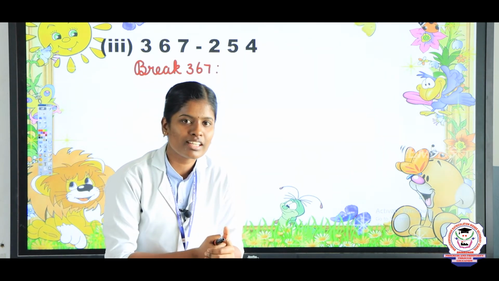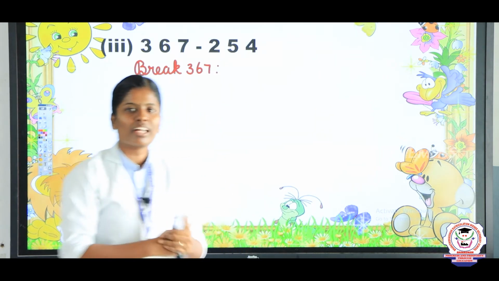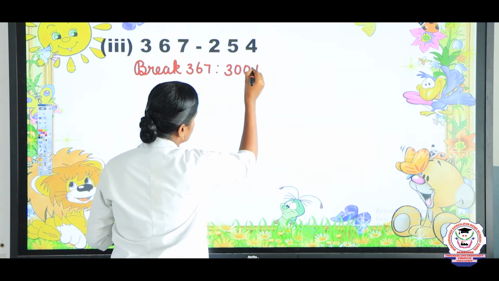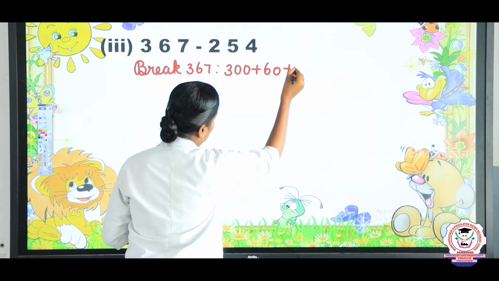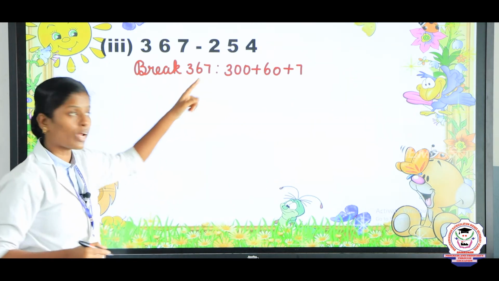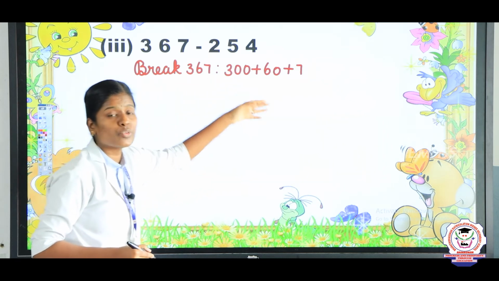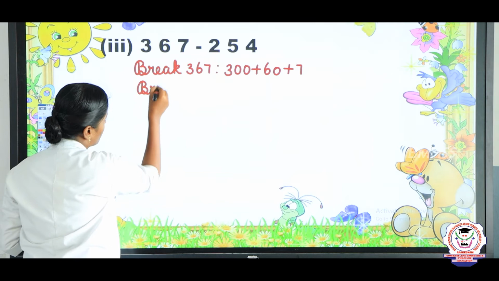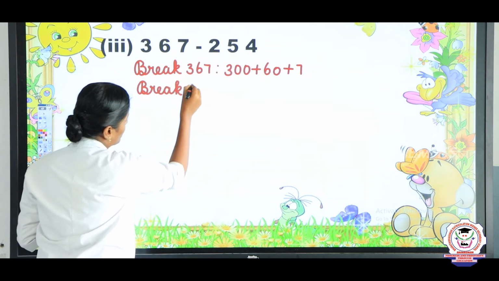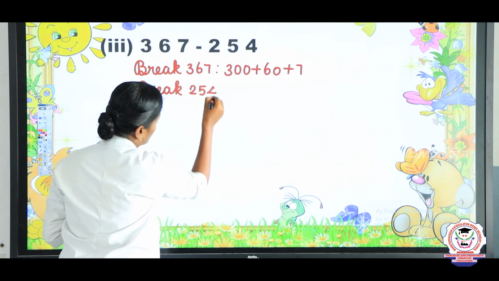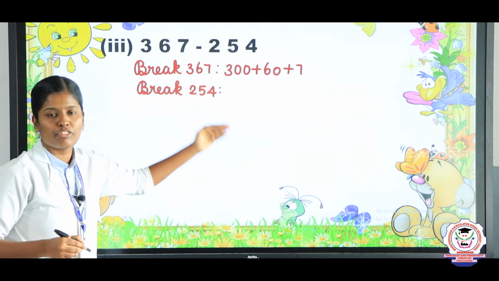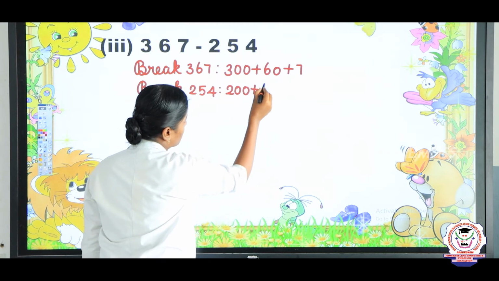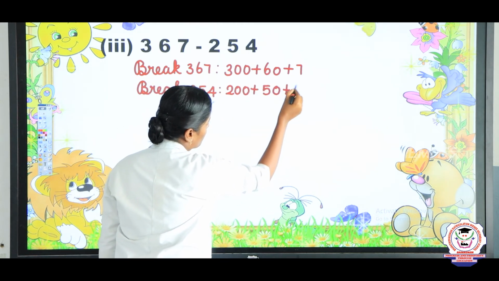So what is the answer? Very good, Bhavana. The answer is 300 plus 60 plus 7. Why? Because 7 is in ones place, 6 in 10th place and 3 in 100th place. Next I will break 254. Using the expanded form, you should break this. Write 200 plus 50 plus 4.